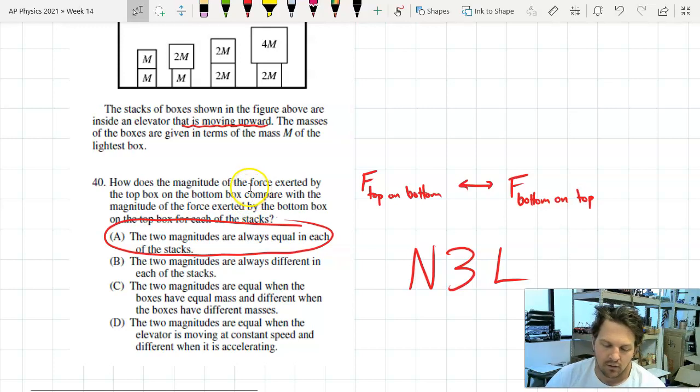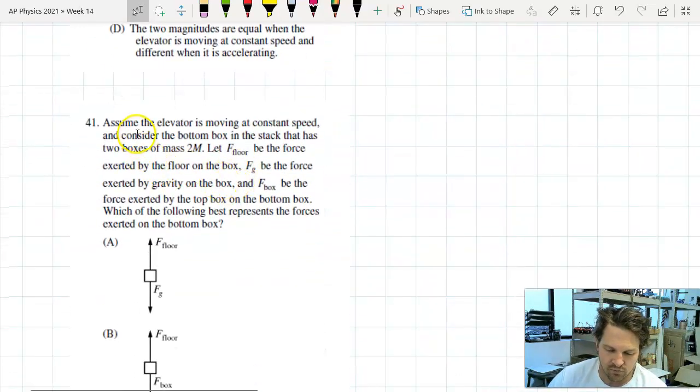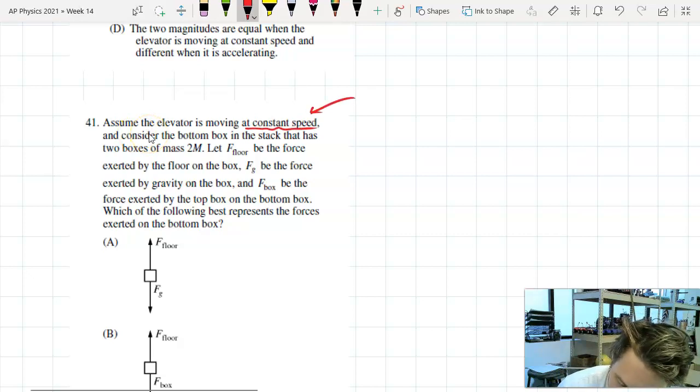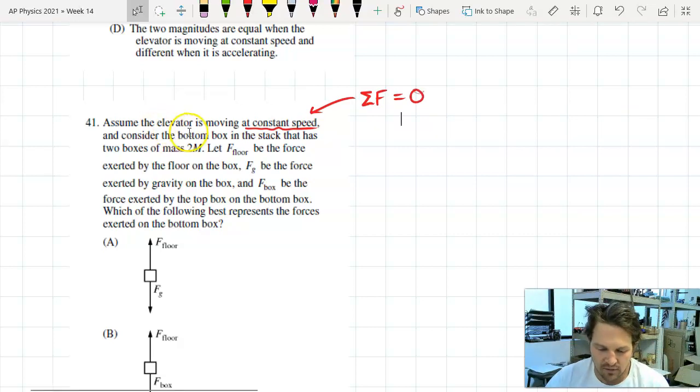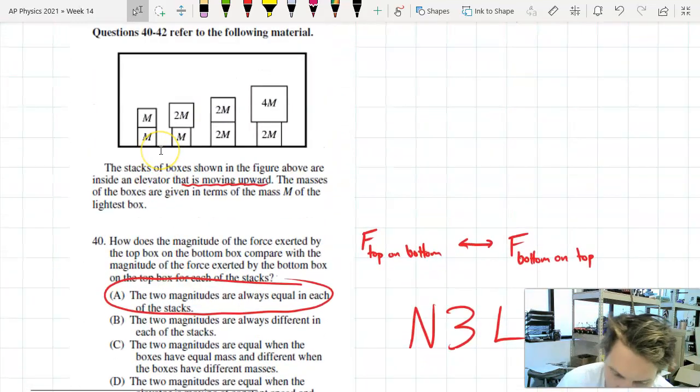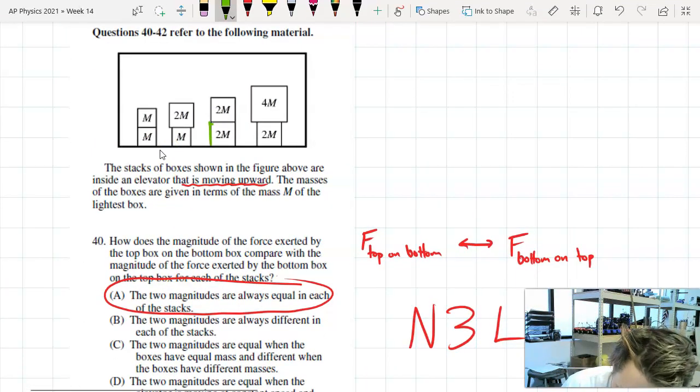Okay. 41, assume the elevator is moving at a constant speed. What does that tell me? That tells me that the net force is 0. All the forces are balanced. And consider the bottom box in the stack that has 2 boxes of mass 2m. So we're being asked about this one.